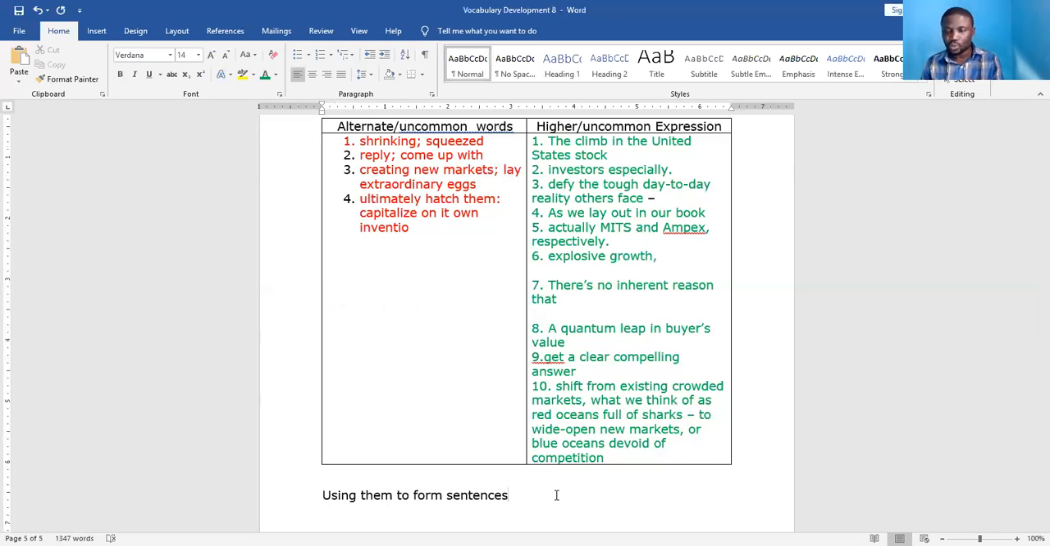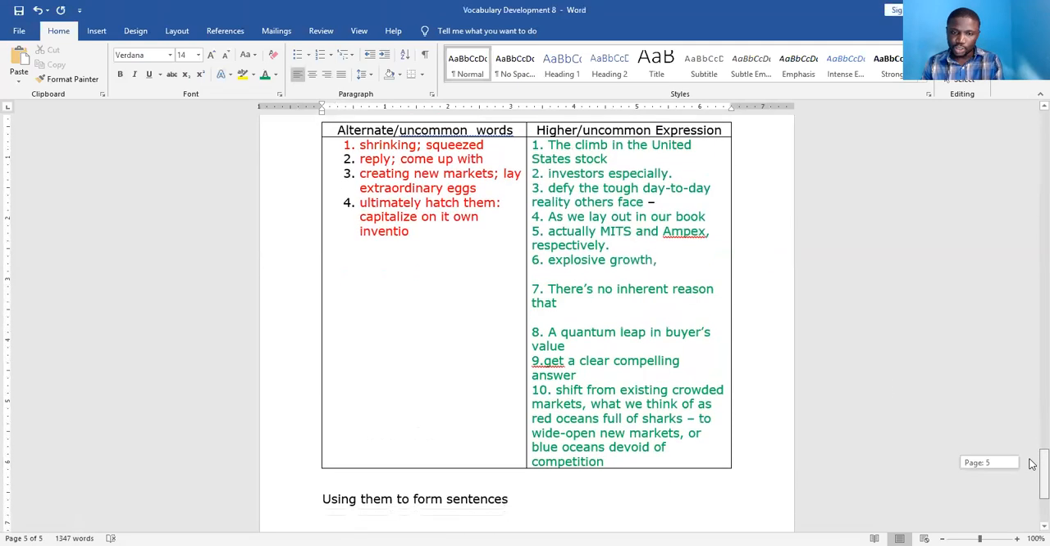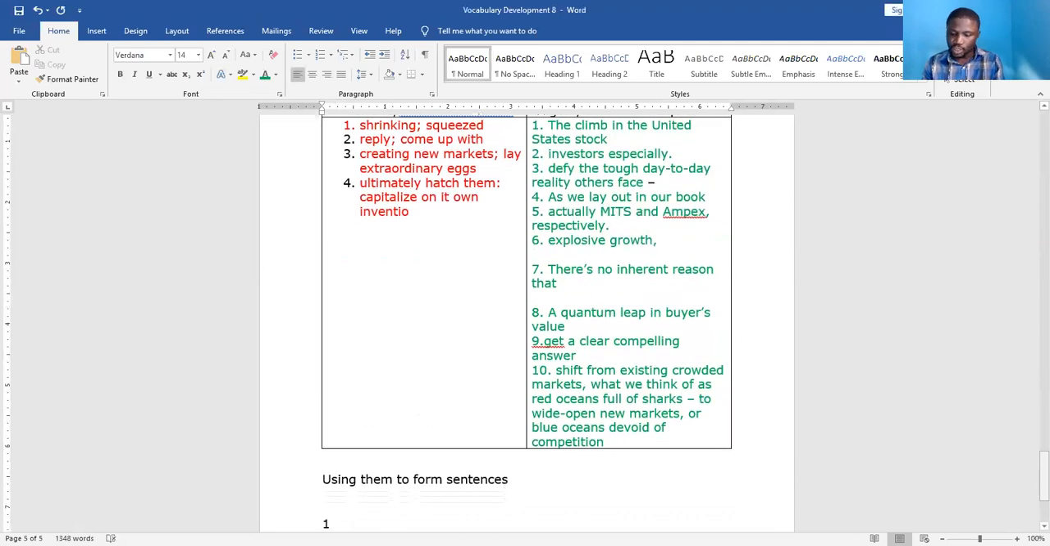But when an opportunity arises to use these expressions and use alternate words and expressions, please do. They are the things that can propel your mark to 7.5 or 8. The ability to use a wide range of methods, a wide range of systems to convey your information. Okay, now I want to use the words shrinking and squeezed.